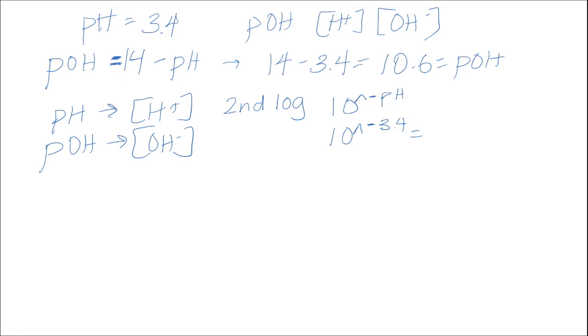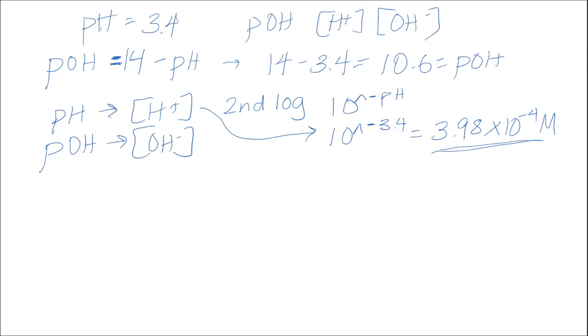And if I do that, I get about 3.98 times 10 to the minus 4 molar. That is my H plus concentration. Okay. Now to go to OH minus, I have two choices. I can use my pOH and do the same thing I just did with pH, or I can use my H plus that I just calculated. So I'm going to do both.